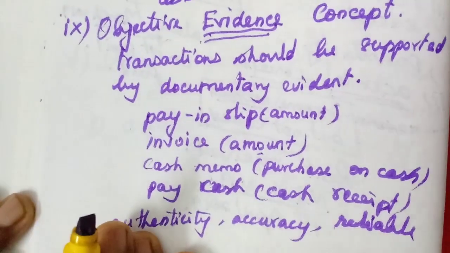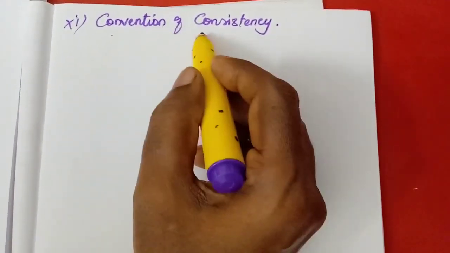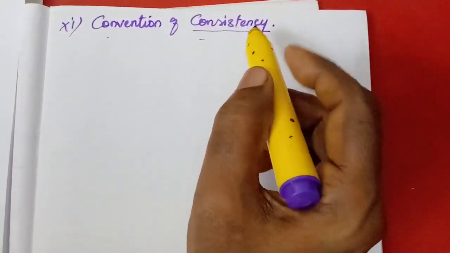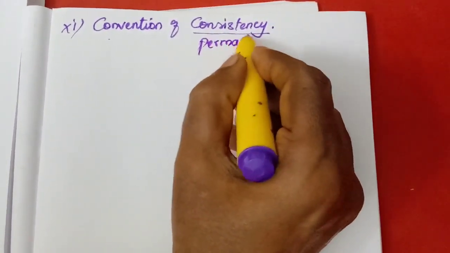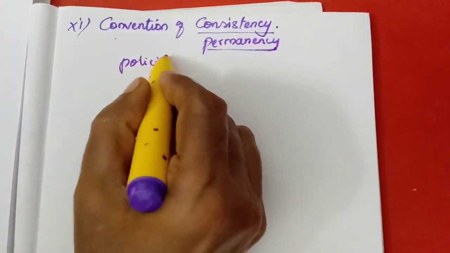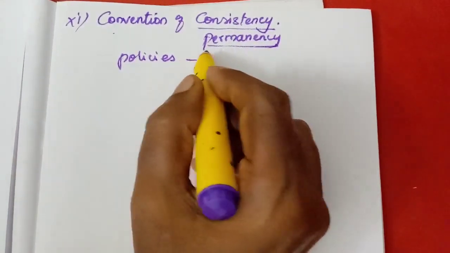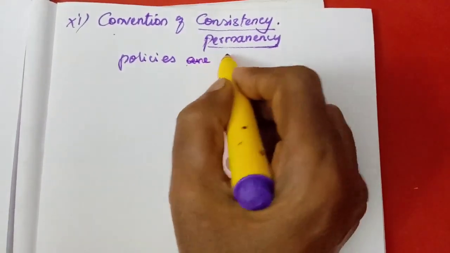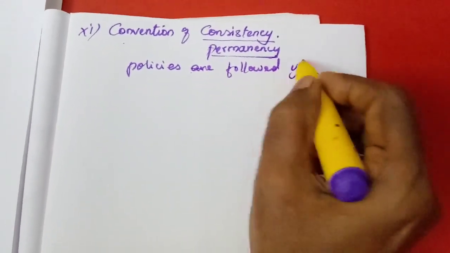Okay, then the next one. Now again 4 conventions. Now 10 concepts we have learned. Now 4 conventions. Convention of consistency. What is the meaning of consistency? That permanency. Understand? Permanency. All the accounting policies must be followed consistently from one accounting year to another accounting year. All the policies are followed throughout the years, many years.